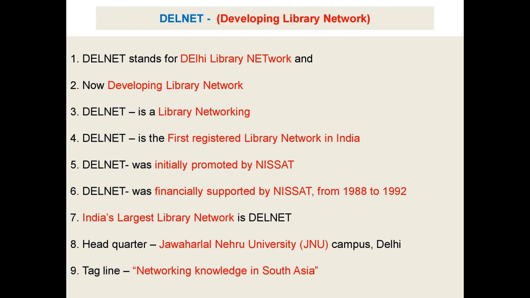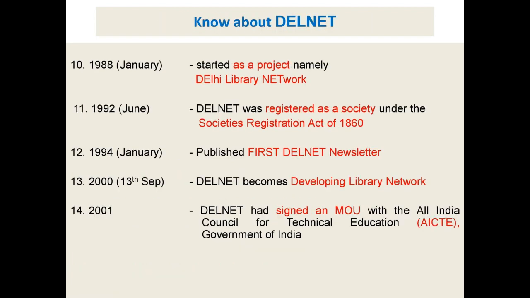DELNET is a library networking. DELNET is the first registered library network in India. DELNET was initially promoted by NISART. DELNET was financially supported by NISART from 1988 to 1992. India's largest library network is DELNET. The headquarter is Jawaharlal Nehru University, that is JNU campus, Delhi. Tagline is Networking Knowledge in South Asia.